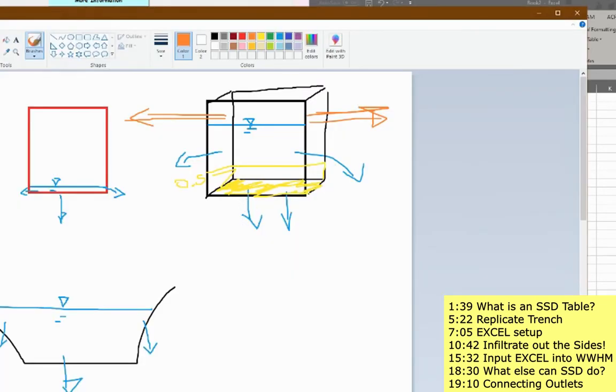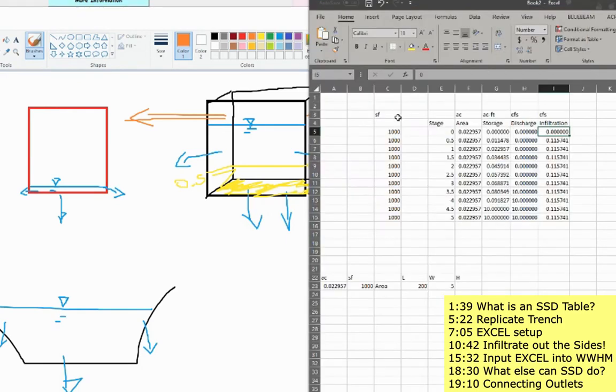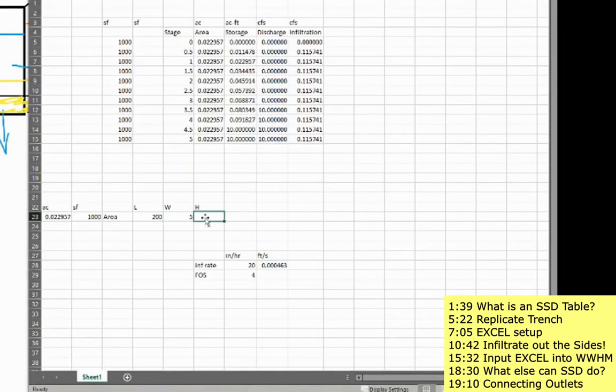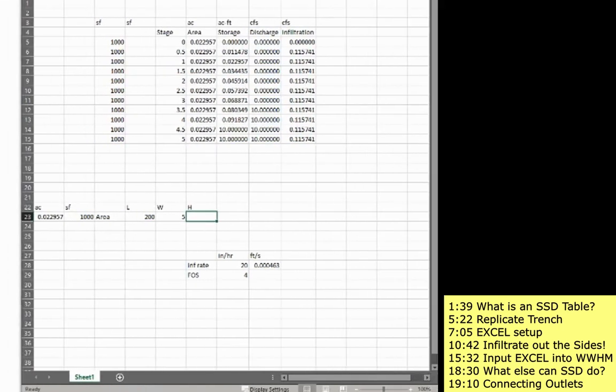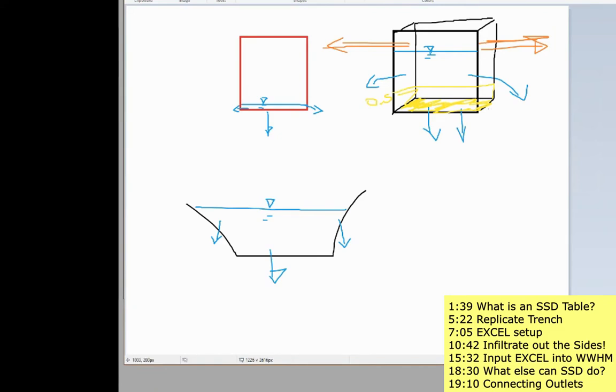Now, how do we account for these sidewalls? Well, we also know that there is water with a length and a width. If we know the width and the height, we can figure out how much is coming out each wall. So let's figure out what the surface area is coming out those sidewalls. So if I go back to this drawing, this is my length, this is my length, this is my width, and this is my height.